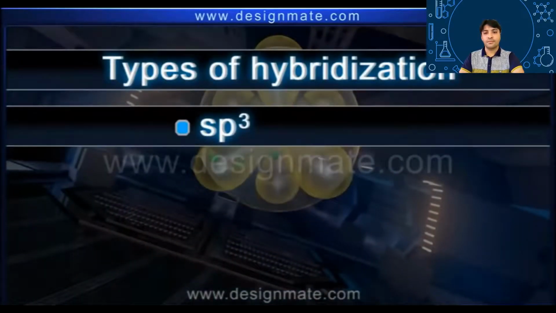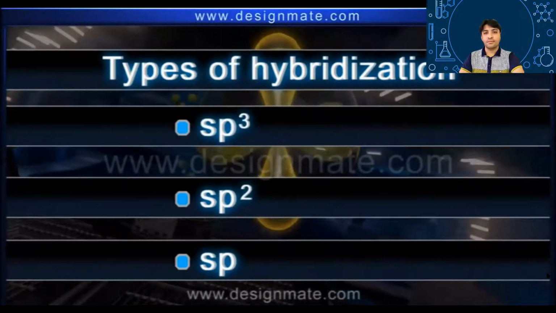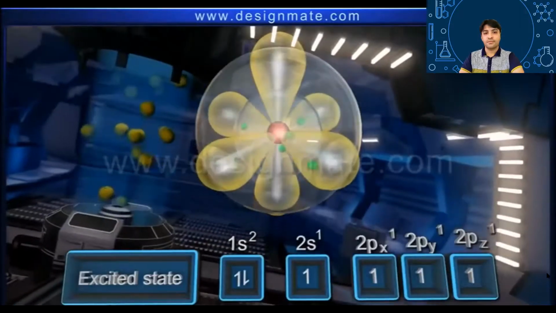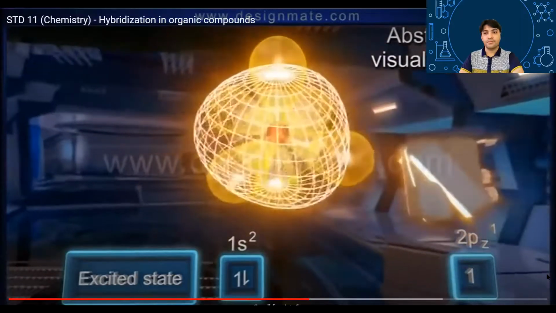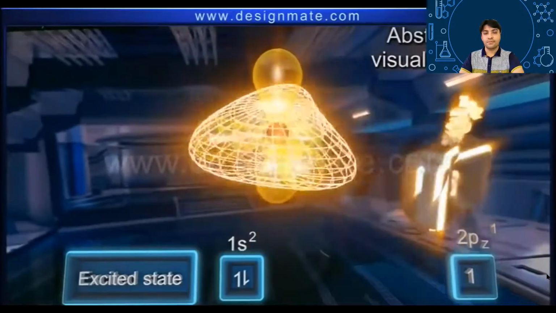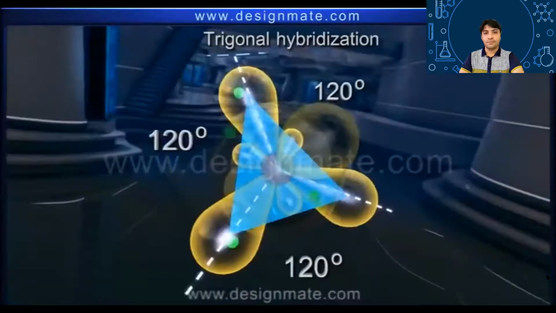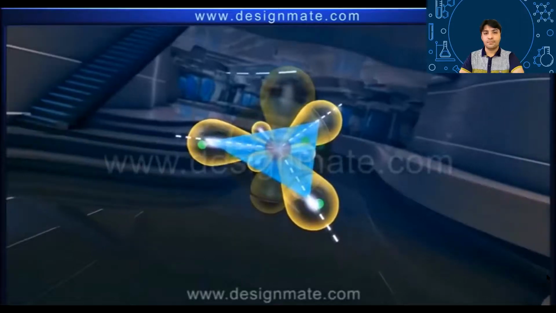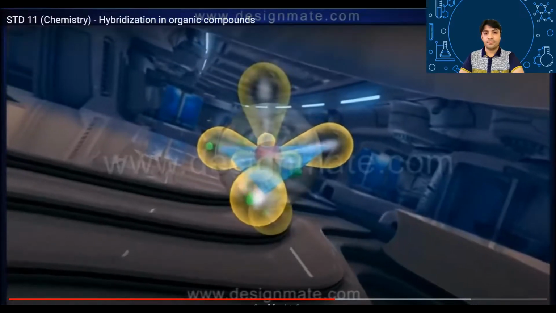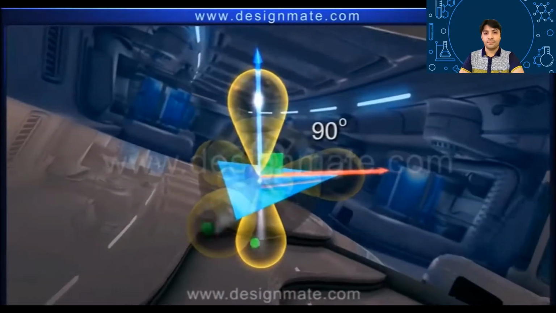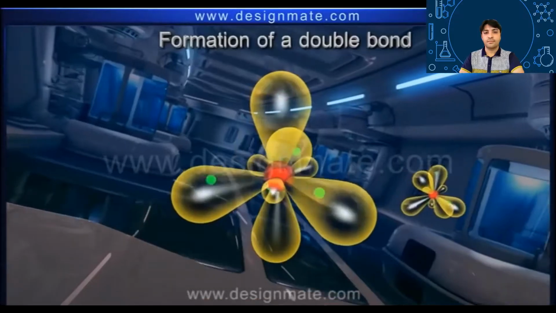Besides sp3 hybridization, the excited carbon atom may also undergo sp2 or sp hybridization. During the formation of a double bond, one 2s and two of the 2p orbitals hybridize. Consequently, this hybridization is termed sp2 hybridization. The hybridization leads to the formation of three equi-energic sp2 hybrid orbitals. As you can see, each sp2 hybrid orbital is bilobed, one lobe bigger than the other. The half-filled p orbital, which was not involved in hybridization, lies at right angles to the plane of the equilateral triangle.